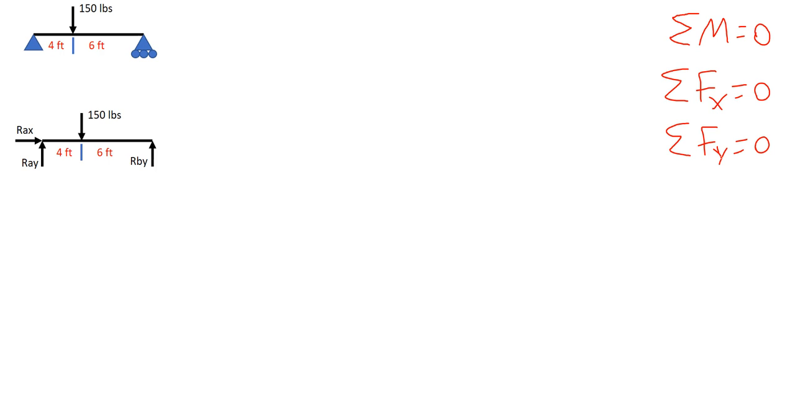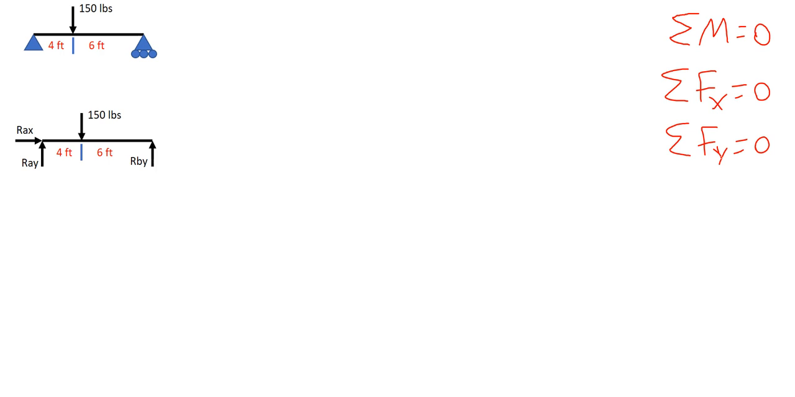If we remember, a pin can be represented as two different reaction forces. A reaction force acting in the x direction, in this case RAX, and a reaction force acting in the y direction, in this case RAY. A roller, however, can only resist motion in one direction and is free to move in the other. In this case, a roller is denoted by the single force RBY, which is acting in the y direction.